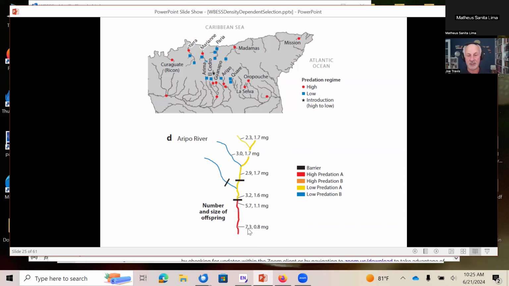From a situation at the bottom where females are very fecund, on average about 7 offspring, each one weighing 0.8 milligrams, to the top where they produce very few offspring at a time, 2.3, but each one is really big, twice the size of the ones at the bottom. This continuous variation is characteristic of every stream.